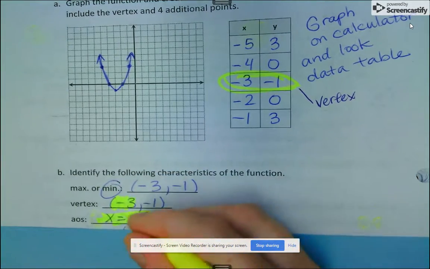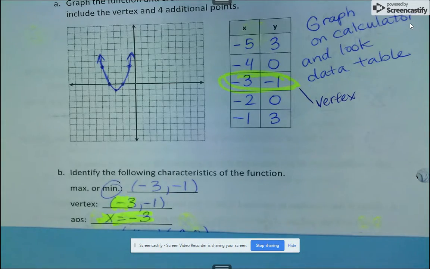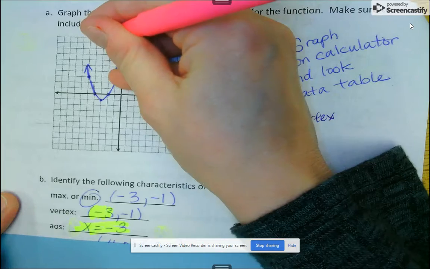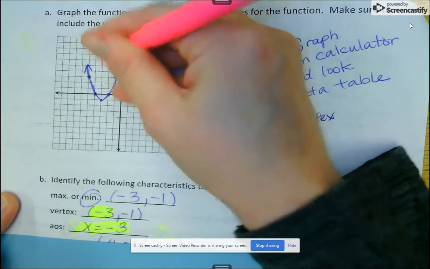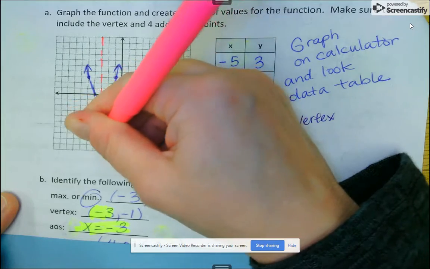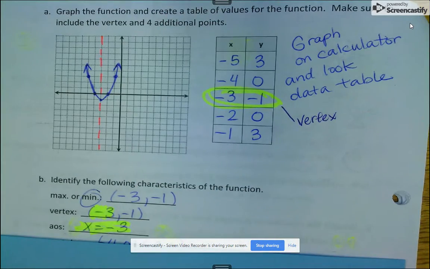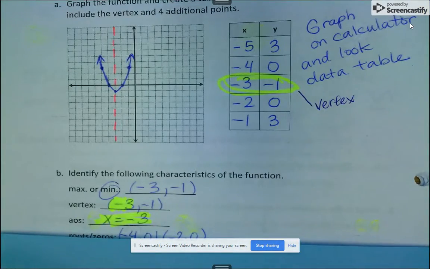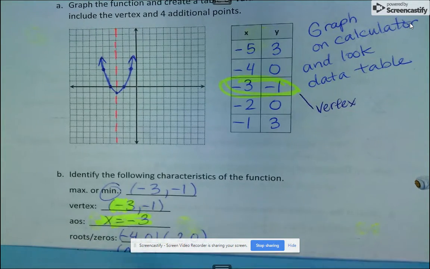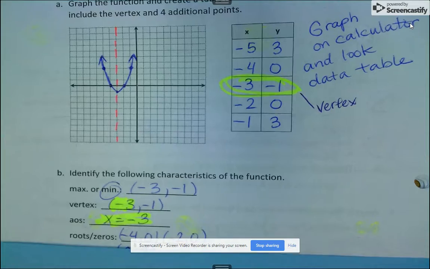So axis of symmetry, I could draw the axis of symmetry through here, through the center, like that. Goes through the vertex. That is the axis of symmetry. It is always a vertical line, x equals -3 for this one, because that is our x value in the vertex.